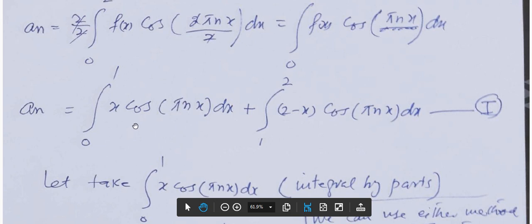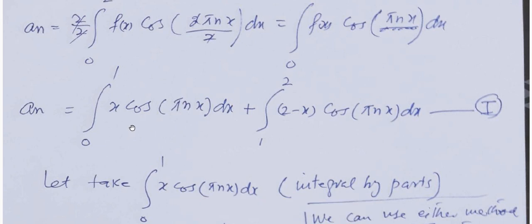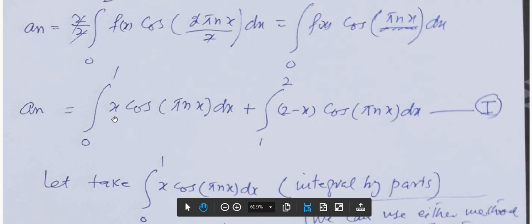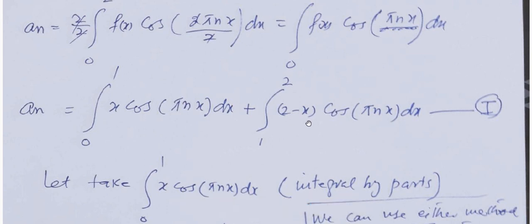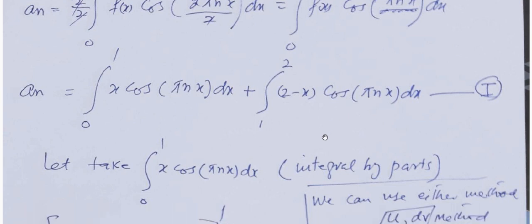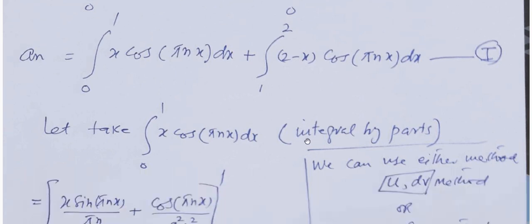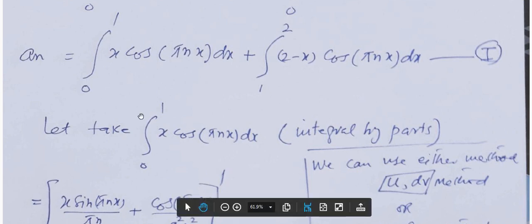So we cannot solve this question directly. We don't have any formula for integration for this integral to solve. So we know we can solve this by using integration by parts. So there are two functions given. One is x and the other one is cosine pi nx. And similarly for this integral, again we have to use the integration by parts formula. So here 2 minus x is one function and the other function is cosine pi nx. So you can use the integration by parts formula. So first we can solve 0 to 1 x cosine pi nx dx.